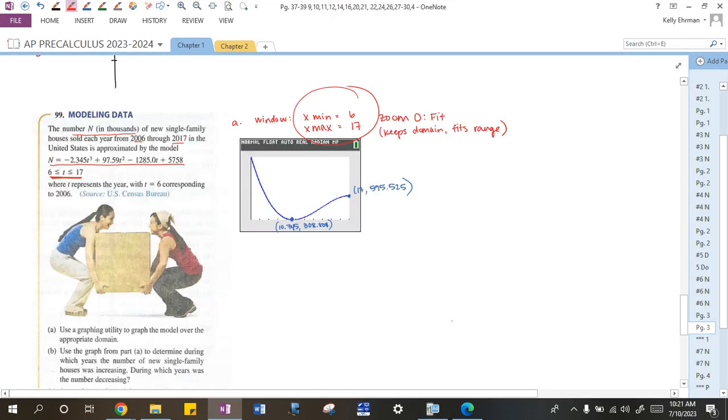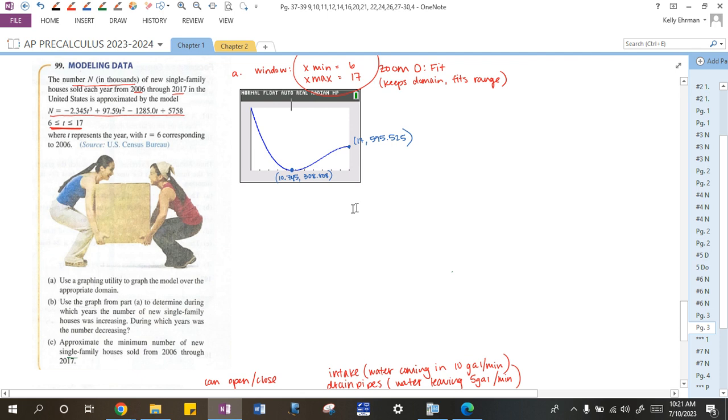Okay, and then we're told to, for part B, use the graph to determine during which years the number of new single-family houses was increasing, during which years was the number decreasing. So looking at this graph, decreasing on the first section and then increasing on the second section, right?